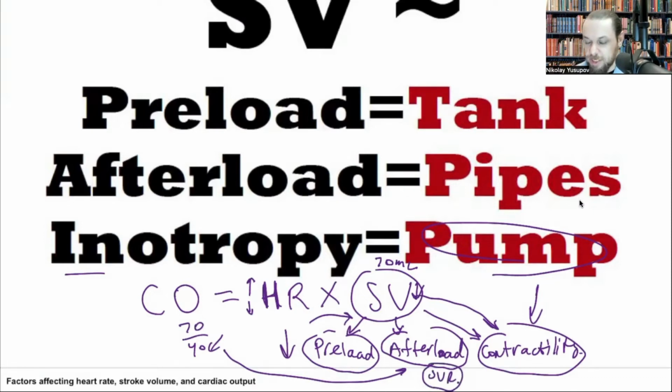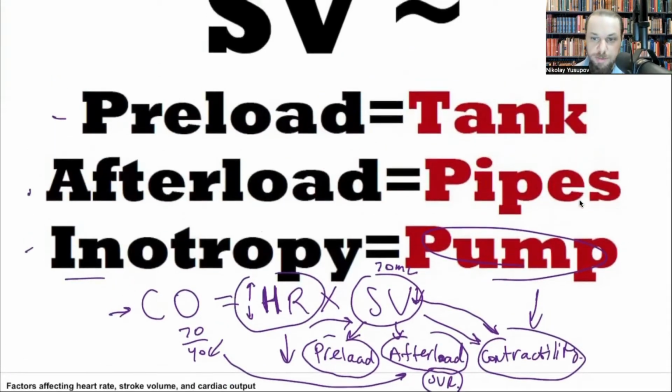So basically, the stroke volume is governed by preload, afterload, and contractility. In other words, inotropy. Heart rate is governed by your sympathetic and the parasympathetic division, right? Together, they increase your cardiac output. Any questions about this one?